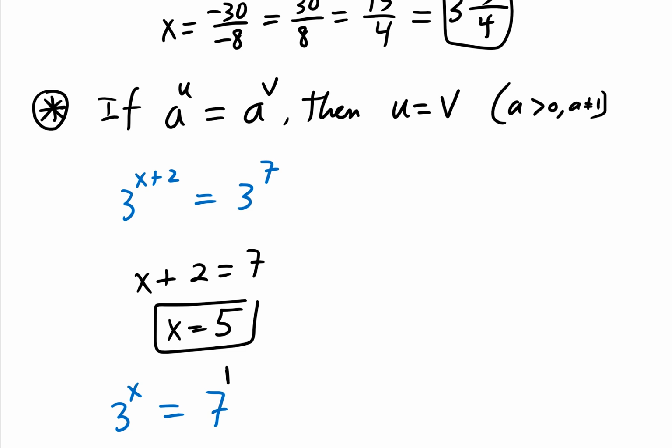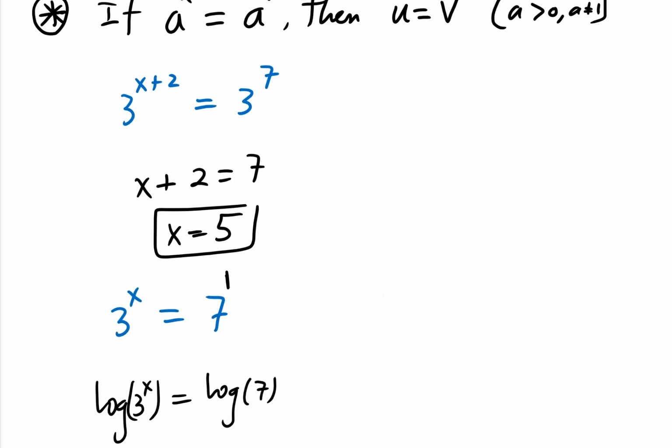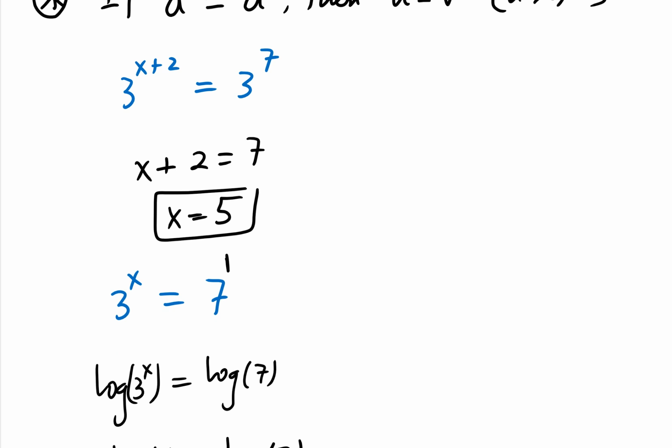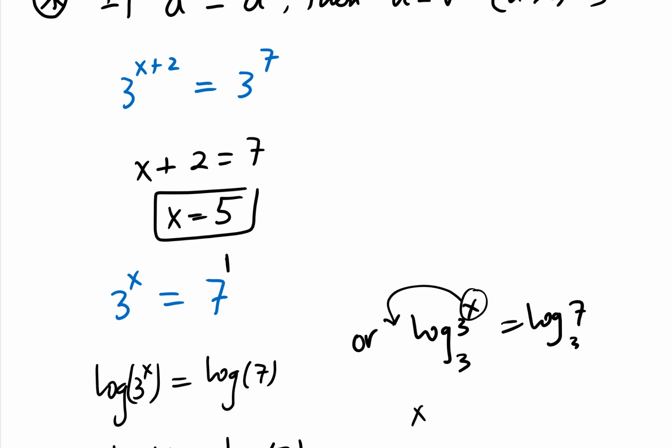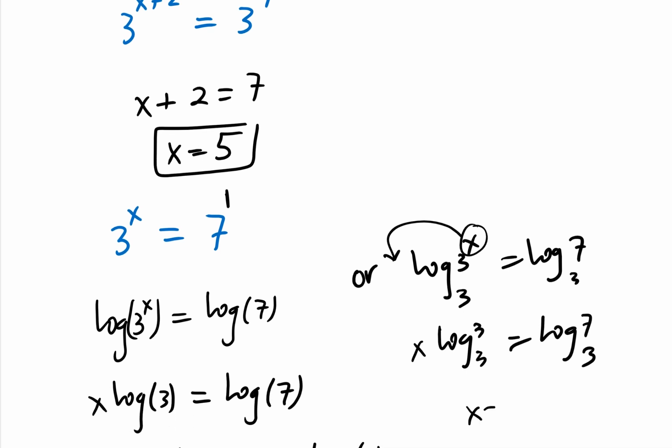So we can do log both sides, and the best thing to do is you can keep it like this, or you can do log both sides, but you choose the base you like. I'm gonna choose base 3 to match with this 3 here. Then you can bring this x down. Log 3 base 3 is 1, it's gonna be gone, and then that will leave log 7 base 3 as an answer. So x equals log 7 base 3.